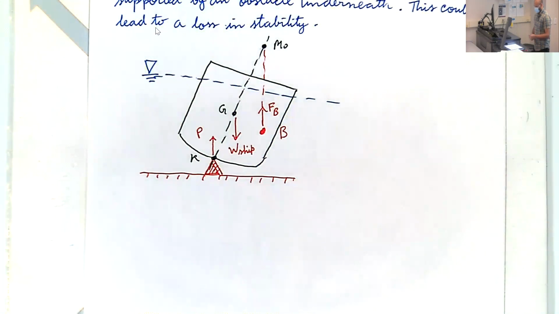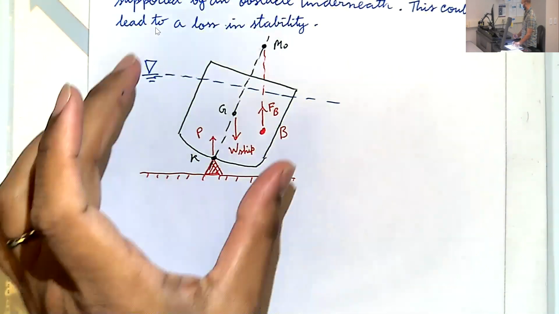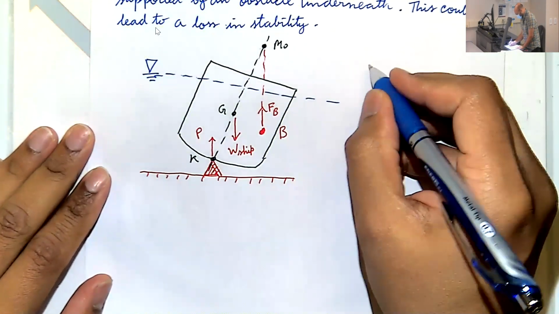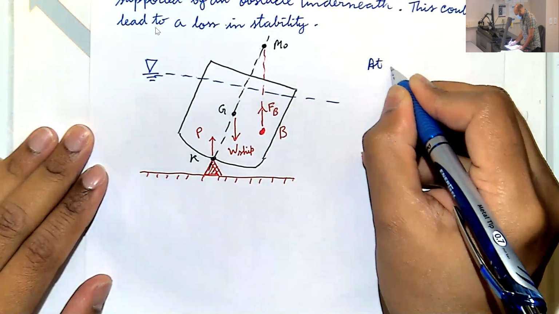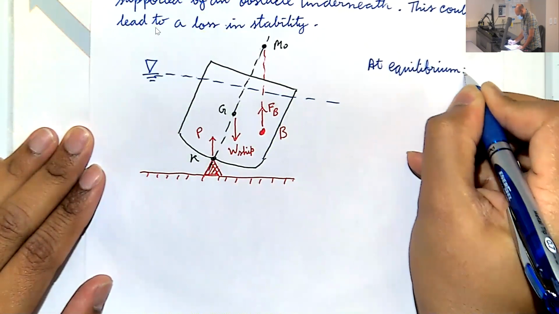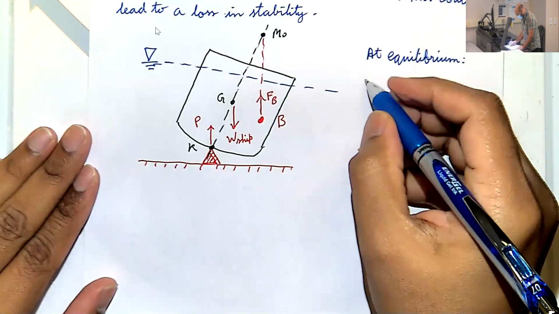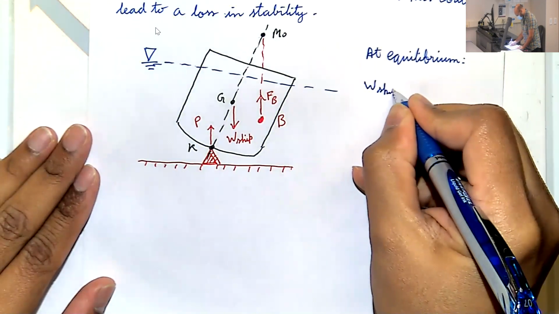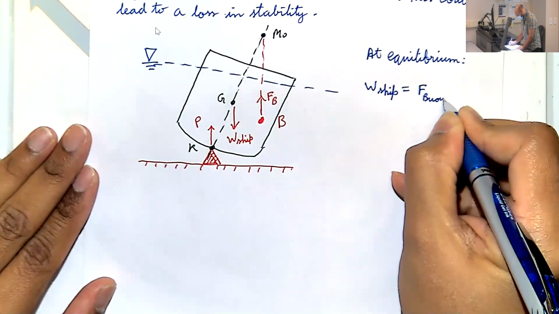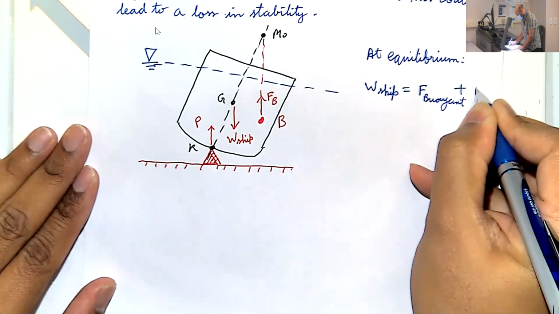Okay? So this might seem like a good thing, right? Your hull is riding higher, but it's not. It ends up decreasing your stability. We'll see exactly how that happens. So the first thing we talk about here is at equilibrium, we have the weight of the ship is equal to F buoyant plus the reaction force, which we call P.